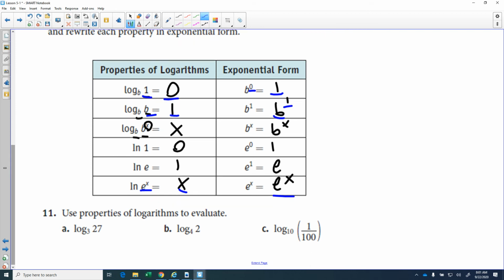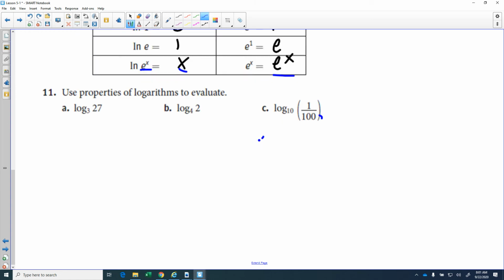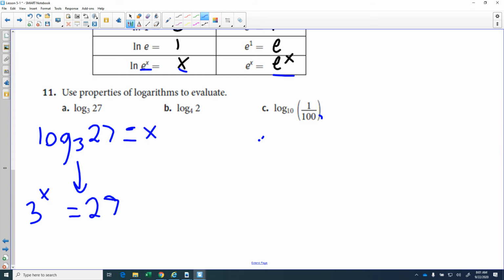So in number 11, we're basically going to use these ideas to help solve our log properties. And this is how we're going to kind of work it out. Log base 3 of 27. Our goal for this one is to kind of think of this in a couple different ways. Okay? Log base 3 of 27 can be rewritten as an exponential function like so. We have our base, which is 3. We're trying to find the exponent x, and that's going to be equal to 27.